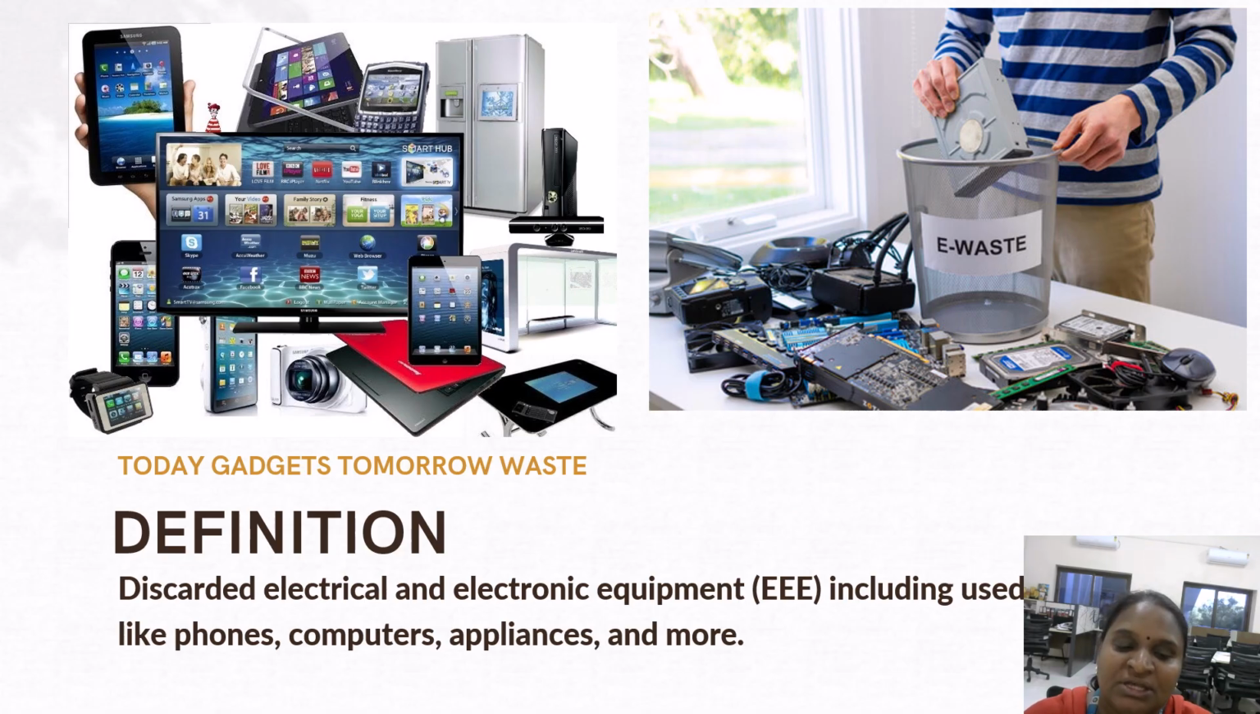So the first one is, how many people know what e-waste is? The main definition of e-waste is: today's gadget, tomorrow's waste. Whatever electronics items you have today, like phones, laptops, TVs, washing machines, tomorrow they are waste. So the definition of e-waste is discarded electrical and electronic equipment, including used phones, computers, appliances and more.